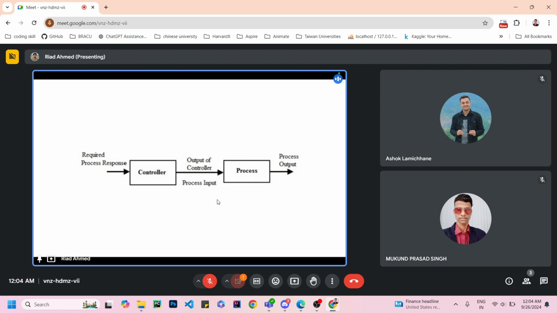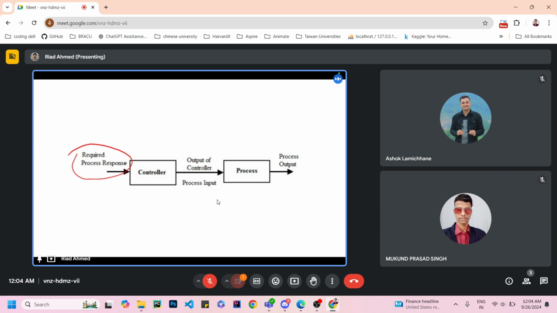And in this diagram, you can see that there is an input. This is basically an input, and you can say this input is the required process response. That input is going to the controller, and the controller will recognize this input, and it will convert it to a specific value. That value which the controller will generate is basically a signal, and that signal will go to the process.